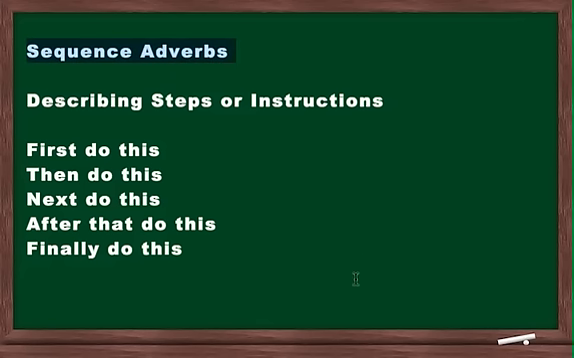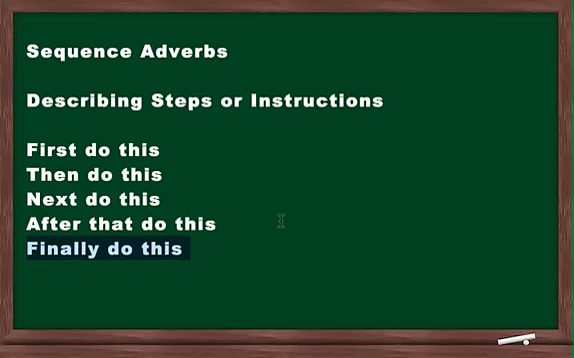Hello everybody, and in this lesson we are going to look at sequence adverbs, and these are used for describing steps or instructions. So for example, if you want to show somebody how to do something, you might say, first do this, then do this, next do this, after that do this, finally do this.